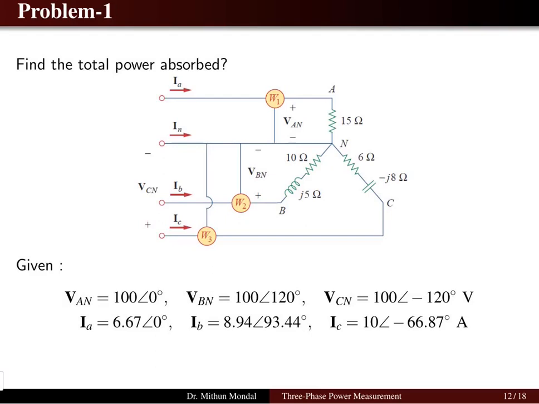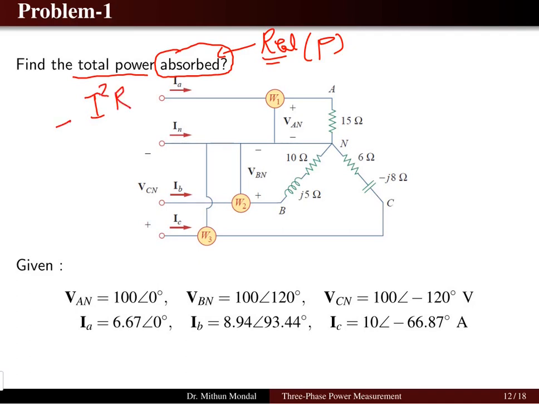Let us see problem number 1. In the given circuit, we have to obtain the total power which is absorbed. When we say absorbed, the meaning is we are basically trying to find the real power, because it is only the real power which can be absorbed. So, reactive power and apparent power are not computed when the term absorbed is used, because power can be absorbed or dissipated in the resistor only, with the power loss being given as I square R.